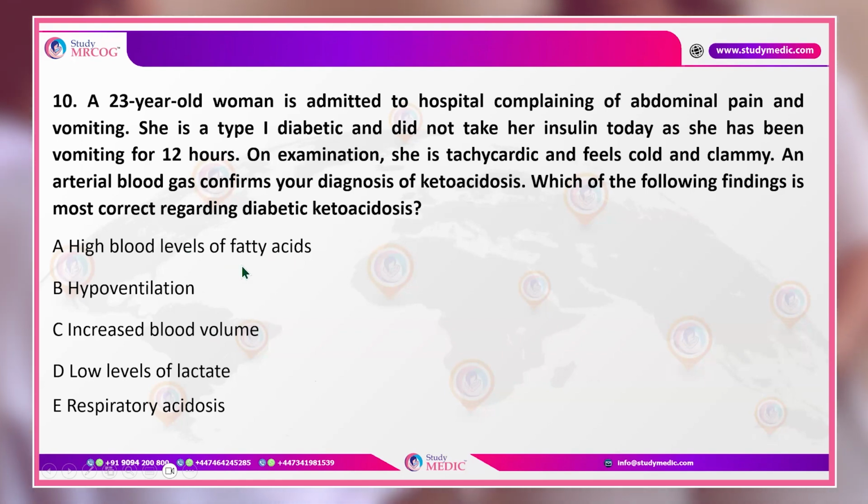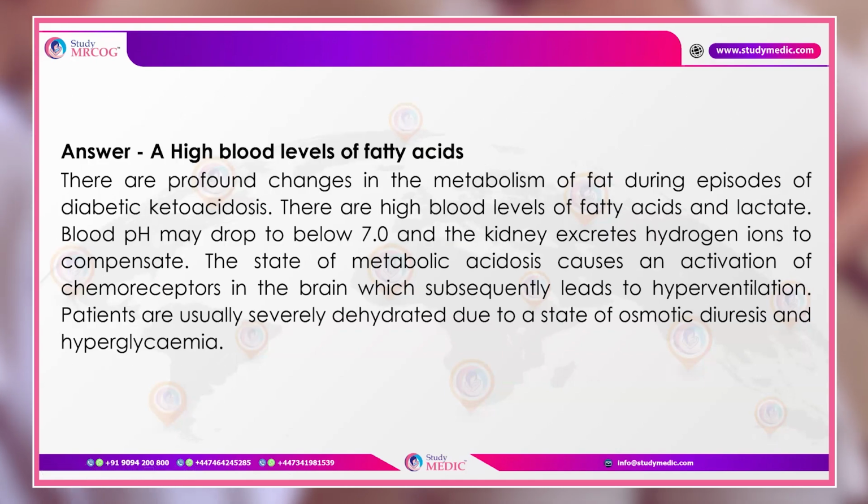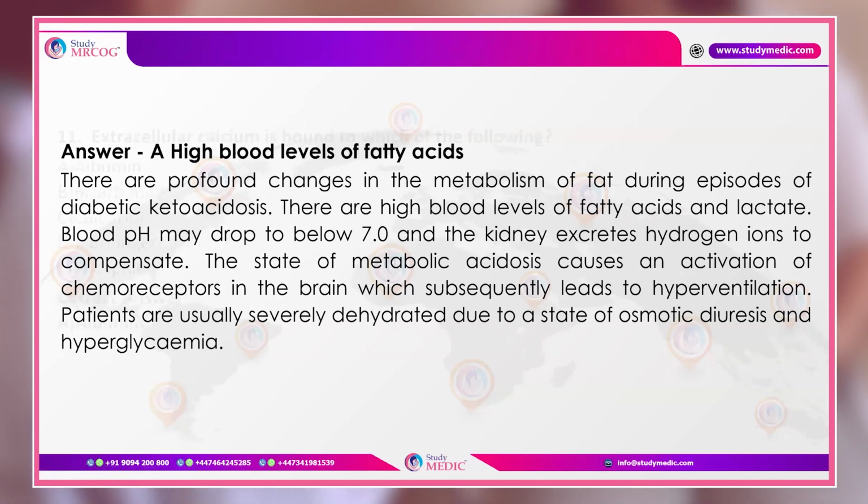When insulin is not available in type 1 diabetes, what happens? Lipolysis will happen. Lipolysis will release a lot of fatty acids. Fatty acids further will break down, that is beta oxidation releasing acetyl-CoA. Acetyl-CoA will be the substrate for ketogenesis. So here this will be the best answer, that is the high levels of fatty acids. Okay. So patients are usually severely dehydrated due to the state of osmotic diuresis and hyperglycemia. So this is about the case.